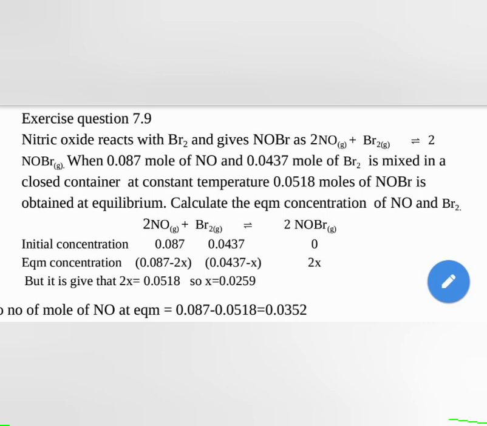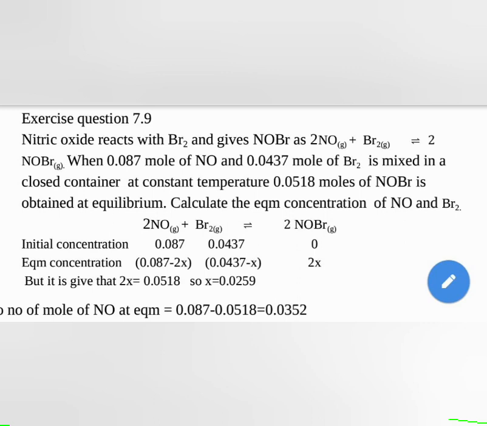Similarly, if you are substituting in the next term, 0.0437 minus x, if you are substituting the value of x there, you will be getting the concentration of Br2. Similarly, the value of NOBr is already given, so we are not supposed to calculate that one. Okay, so this is the third application.